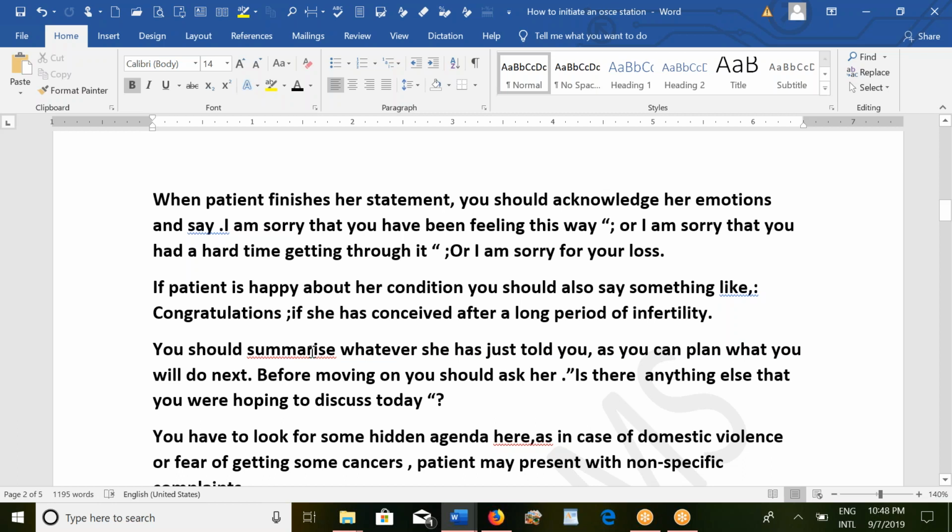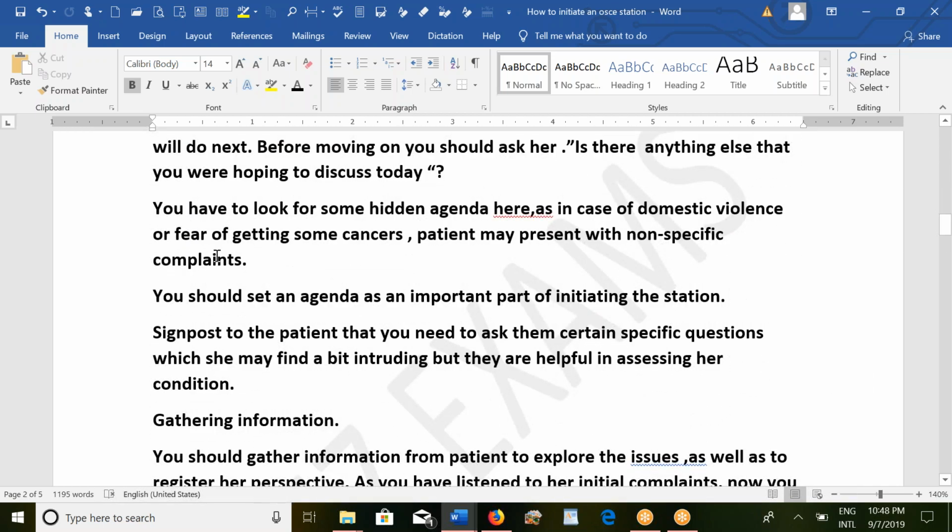You should summarize whatever she has just told you, as you can plan what you will do next. Before moving on, you should ask her, "Is there anything else that you were hoping to discuss today?" You have to look for some hidden agenda here, as in case of domestic violence or fear of getting some cancers. Patient may present with non-specific complaints.